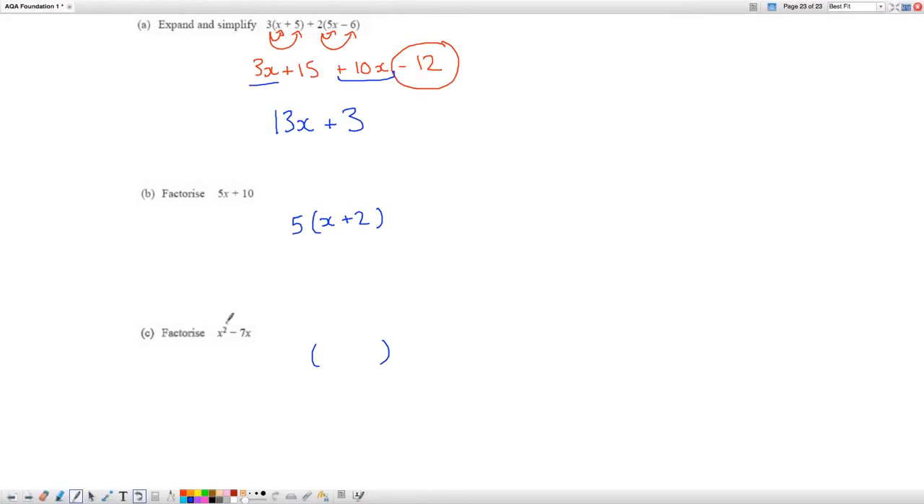Looking here now, the numbers, we'd only have our coefficient here of 1 and 7. So we're looking at the x's that appear in both. Therefore the x goes outside the bracket. X times x makes x squared. X times negative 7 makes negative 7x.